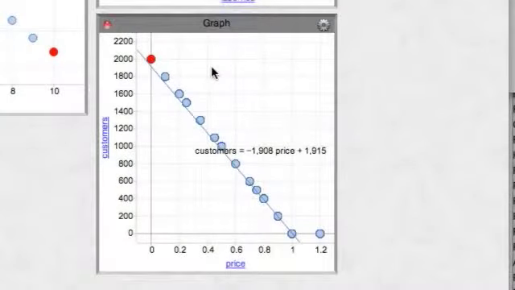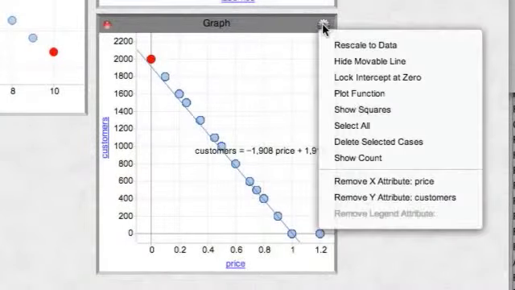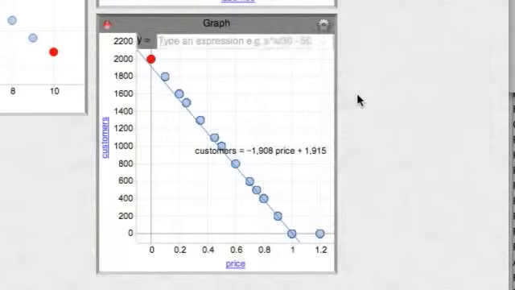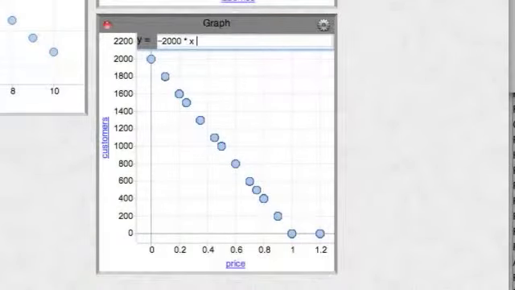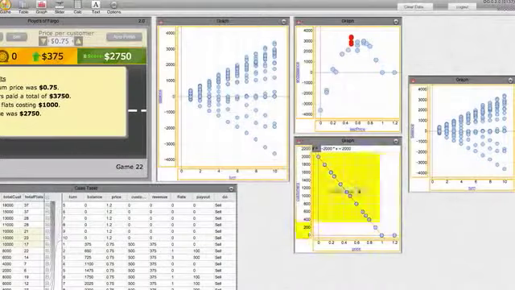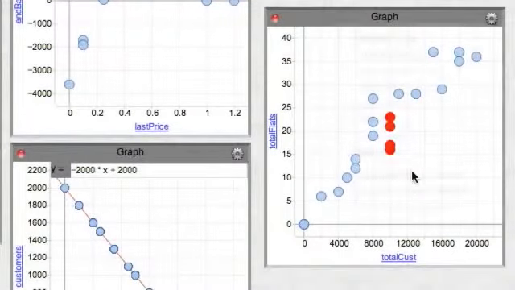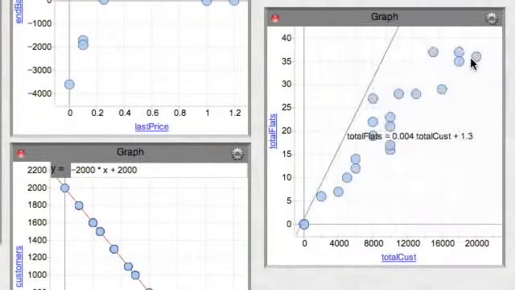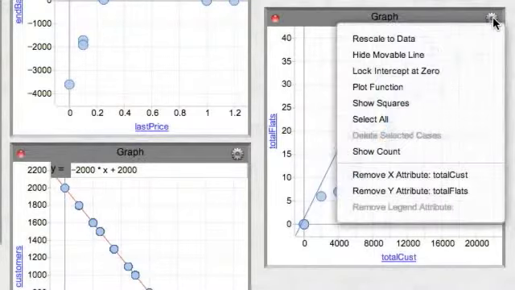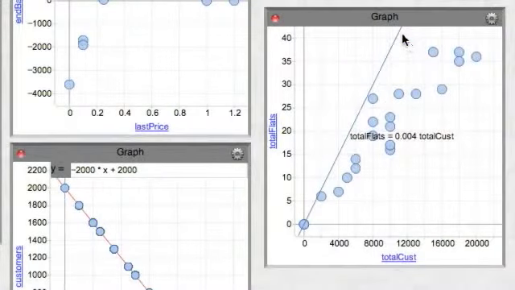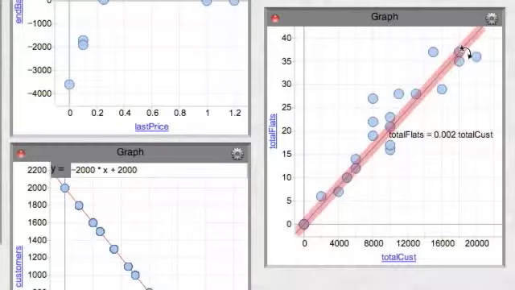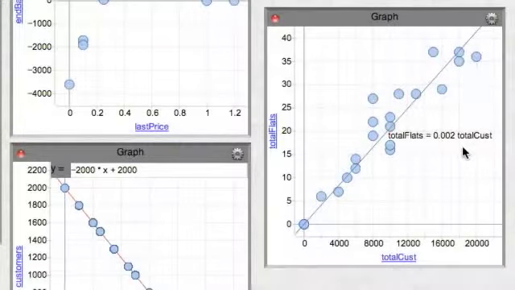Suppose you want to put a non-movable line on the graph. For that, you use plot function. Select it from the gear menu in the graph and enter the function you want. Let's make another graph. We expect that the more customers you have, the more flats you'll get. This graph shows that we're right, but look how it varies. If we put a movable line on here and make sure students can explain why we should lock the intercept, we can see that the probability of getting a flat is about 0.002.